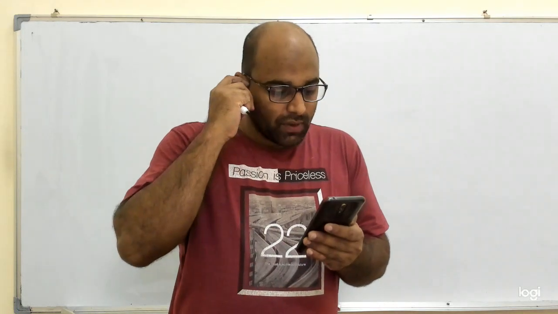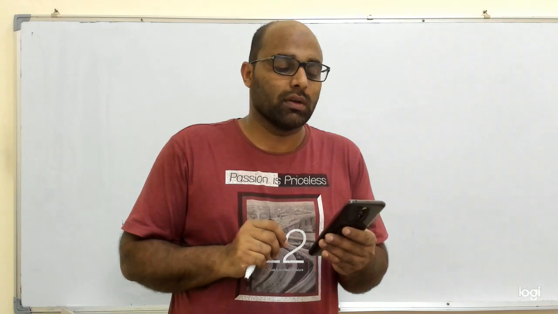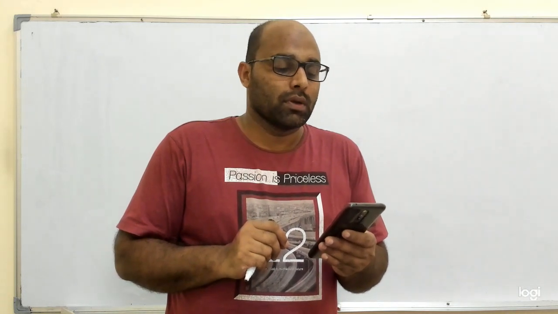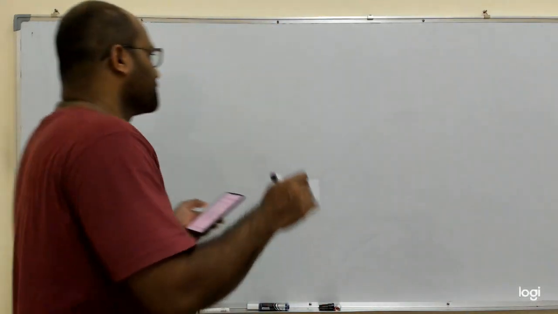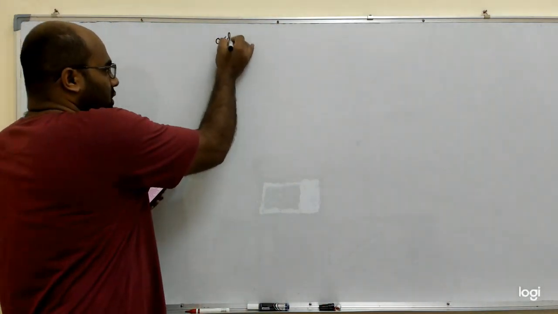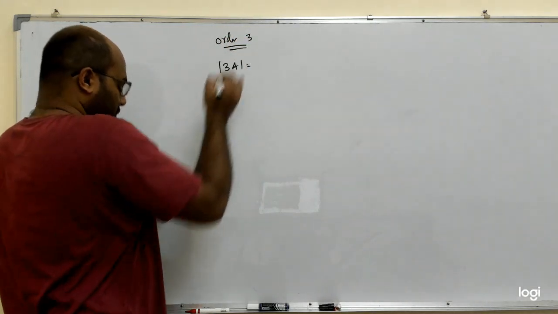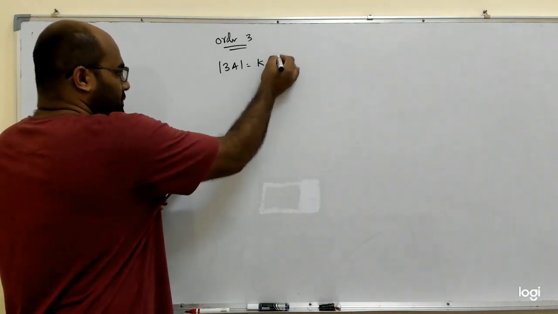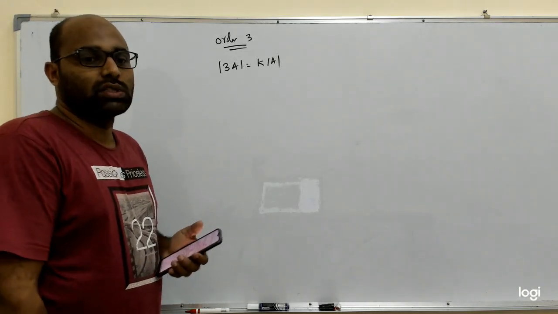The question, please note. If A is a square matrix of order 3, and the determinant of 3A equals K into determinant A, what is the value of K?